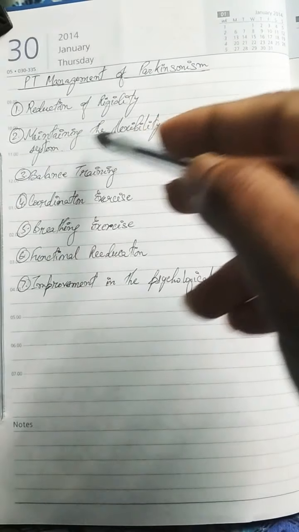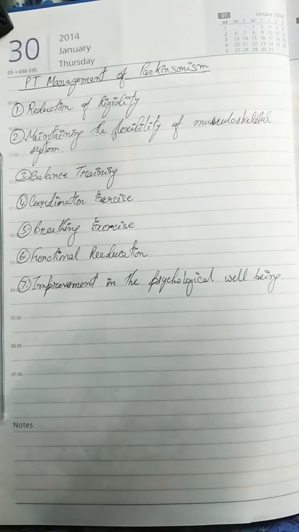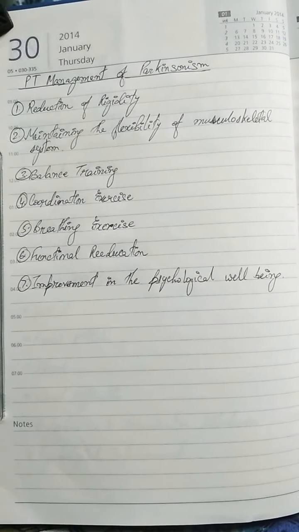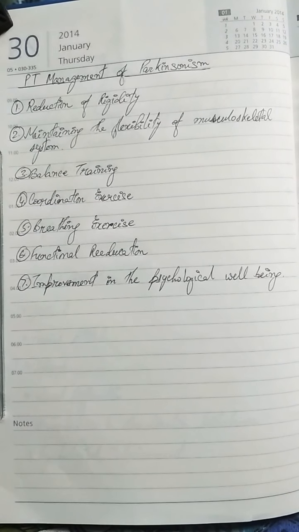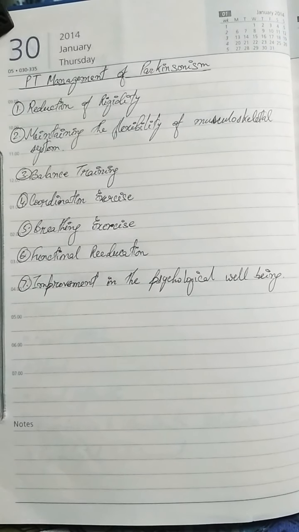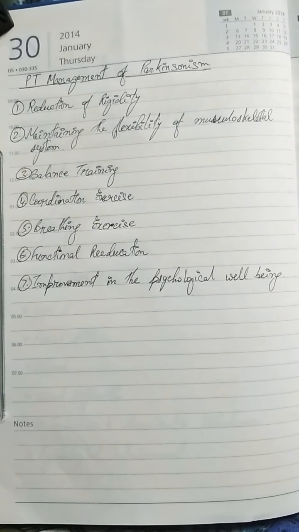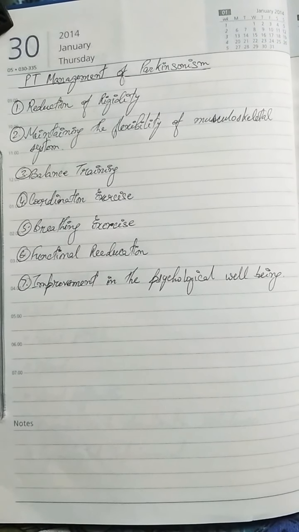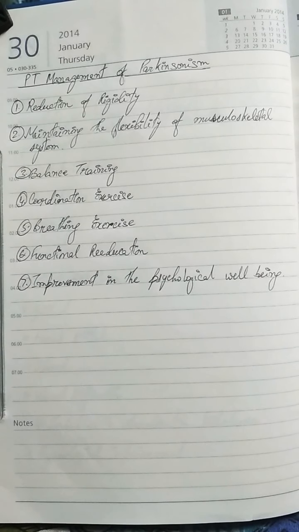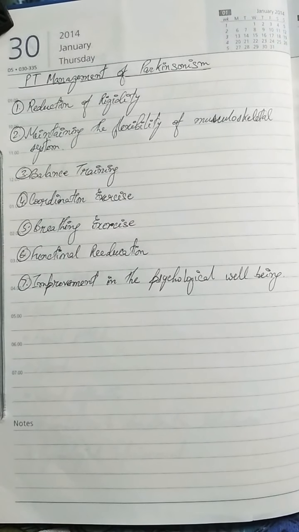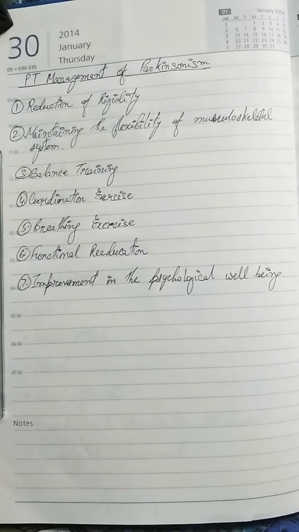Number 2 point is maintaining the flexibility of the musculoskeletal system. The musculoskeletal system has to be maintained so that the patient is independent in doing his activities of daily living. The patient should not be too rigid. The patient should be as flexible as possible according to the age and other factors. Flexibility can be achieved by various forms of exercises depending upon the muscle power. Passive exercises can be given, which are done with the help of the therapist, or active assisted exercises, or active exercises by the patient himself, or even at times resisted exercises, depending upon the muscle power.